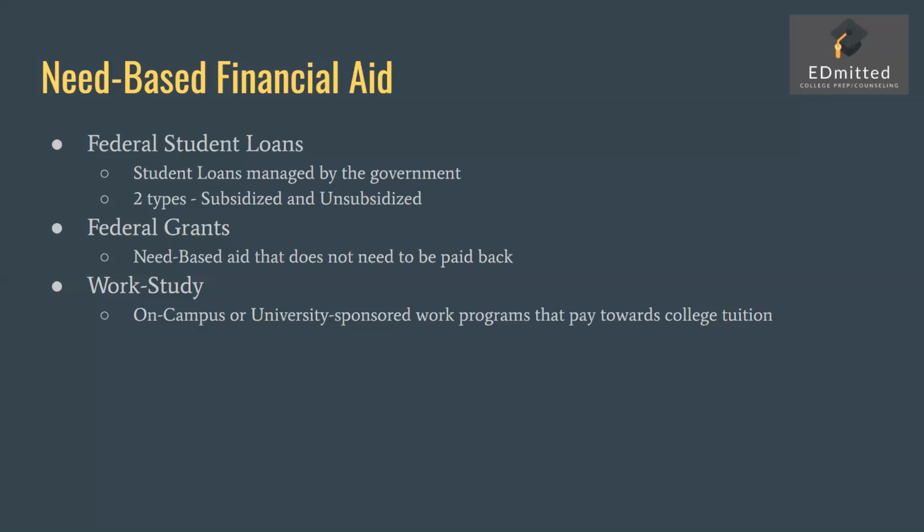The last type of need-based financial aid is work study. This is usually done by the university that you're going to be attending. Once they look at your financial status, they'll give you a bunch of options about working while you're there. These are usually university-sponsored work programs that pay directly towards your college tuition rather than coming to you in pocket. So this goes directly towards paying the tuition that you need to pay for college.